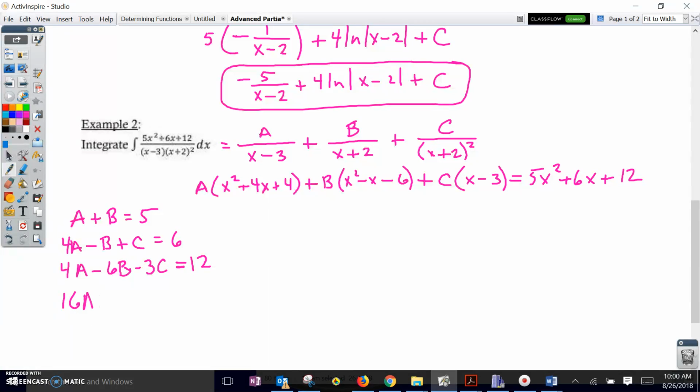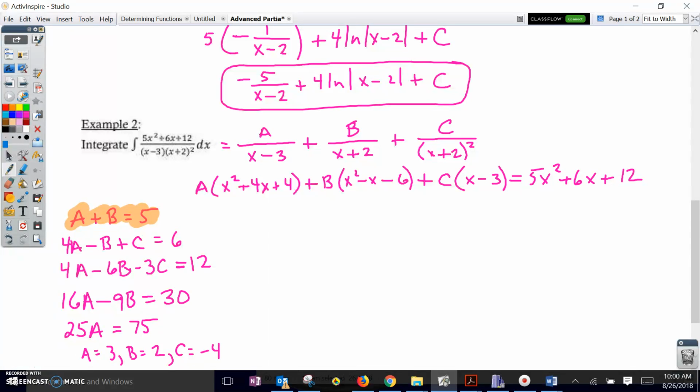Gives me 16A minus 9B equals 30. And then I'm going to take this first equation here, multiply it by 9, and add it to my new equation. That gives me 25A. The B's cancel out. Is equal to 75. So A equals 3, B equals 2, and let's see, 12 minus 2 is 10, and C equals negative 4.